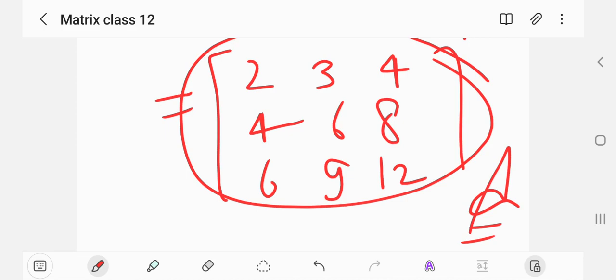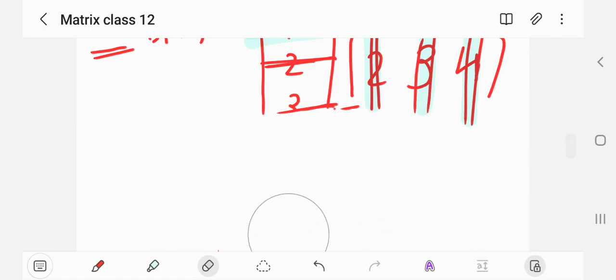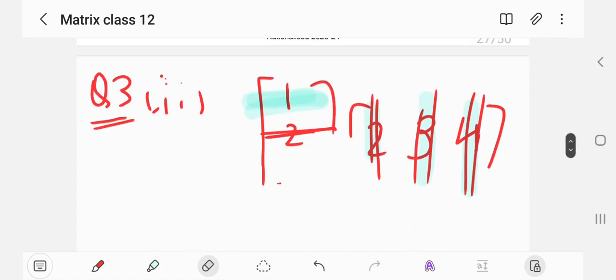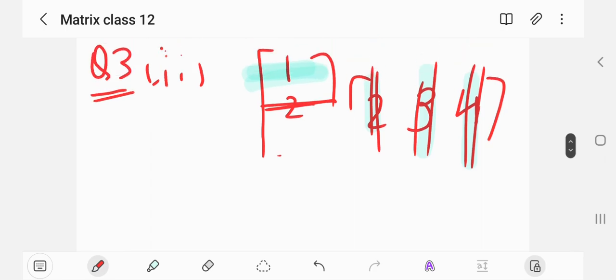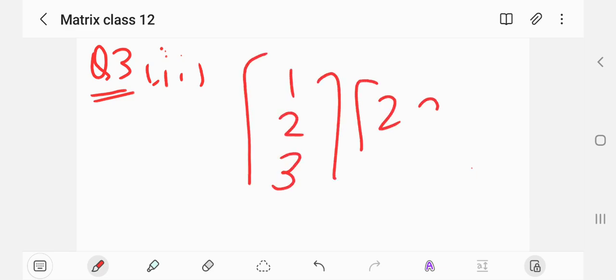This is the matrix which I will get here, right? One more thing, you can predict in advance what the order of your resultant matrix will be. How can you find it? It is again very simple. I have explained this in my previous videos also. Let me write it again. 1, 2, 3 and 2, 3, 4.